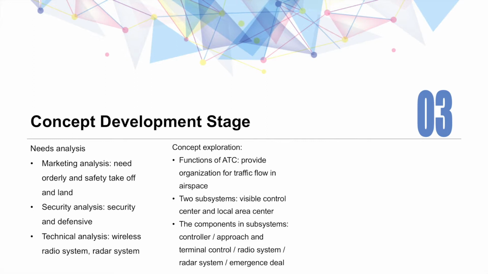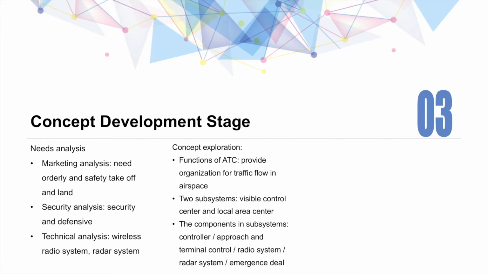And the radio system should be good quality and less affected by interference. Apart from the controllers, there should also be an approach and terminal control system, which is responsible for controlling the altitude of aircraft after they take off and ensuring an appropriate landing rate when they are landing.